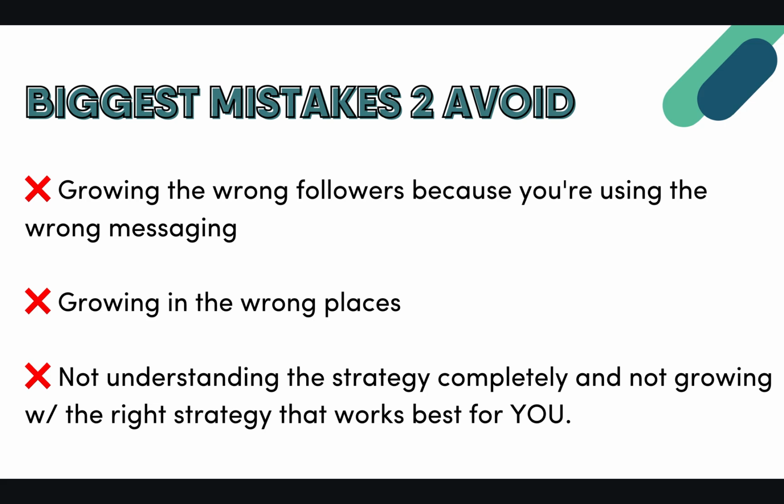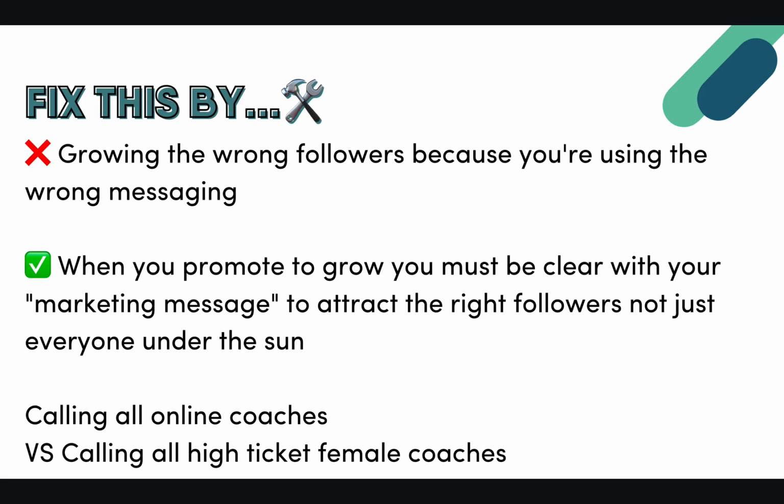Okay, so let's break them down so you understand them a little bit more, and most importantly, how to fix them. All right, growing the wrong followers because you're using the wrong messaging. When you promote, however you're promoting to grow, you got to make sure that you're clear with your marketing message. All right, because you want to make sure you're attracting the right followers, not just everyone under the sun. Okay, because this is how you're going to prevent yourself from growing a bunch of followers that don't convert, right? Growing a bunch of competitors, or just honestly the complete wrong audience. And then you're wondering why you're not getting engagement because the content doesn't resonate with them. And then, of course, you're not going to get sales.